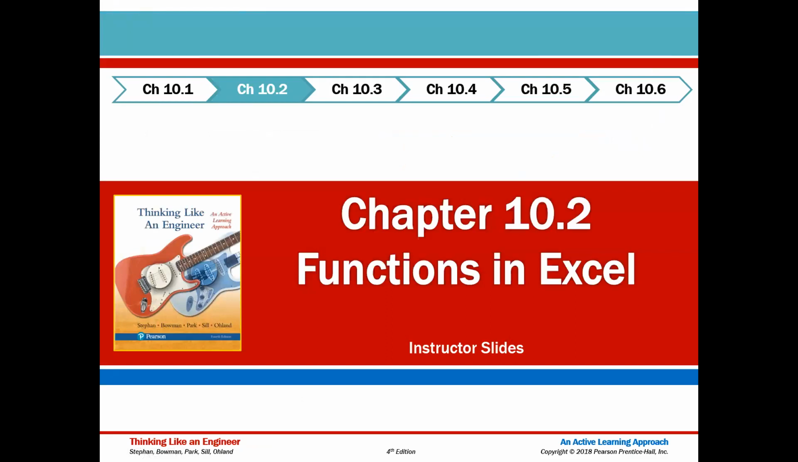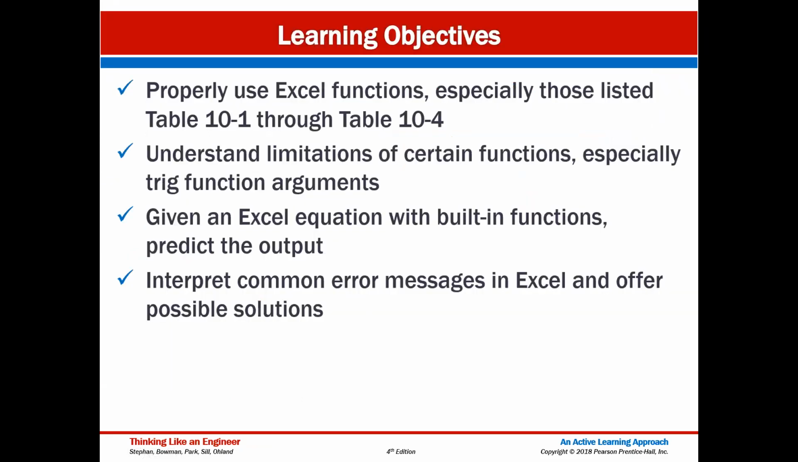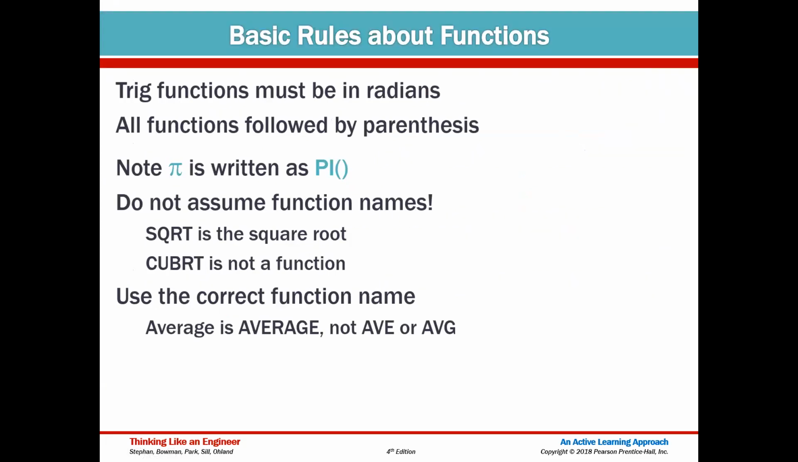So moving on to functions and just working with our formula cells in Excel, we want to make sure that we are properly using Excel functions, especially those listed in the tables within the textbook. Understand the limitations of certain functions, and so there are different ways that you can use functions or different syntaxes for your functions that will allow you to do different things. Especially your trig function arguments, those are in radians, not in degrees when you start working with them. And then given an Excel equation with built-in functions, we want to be able to predict the outcome and interpret common error messages in Excel and offer possible solutions to those.